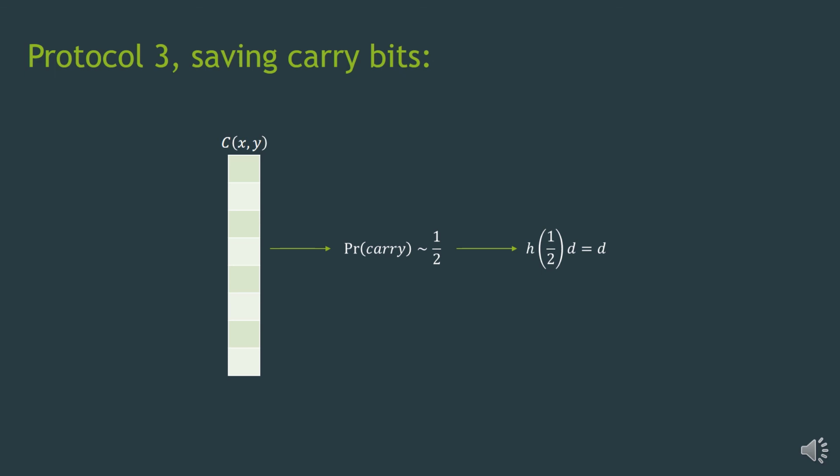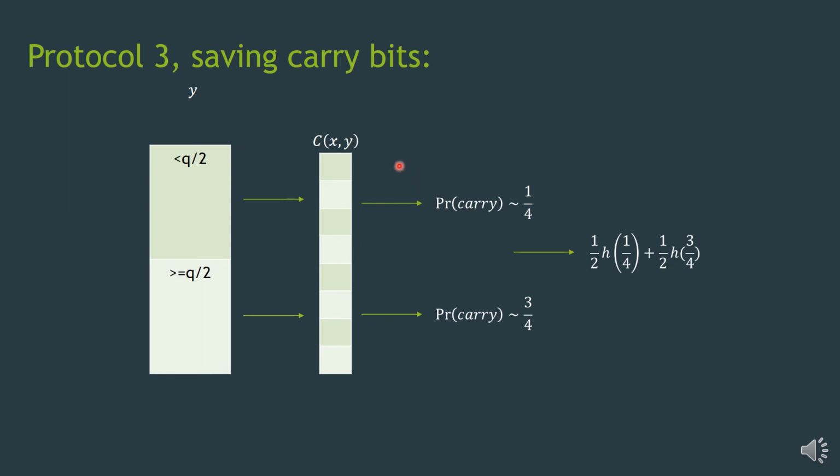But we have shared information, both the z player, which knows the carry vector, and the x player that needs to know the carry vector from z. They both know y, and they can condition the communication on y. They can have one protocol, one transcript, for entries that are smaller than q over 2, and one transcript for entries where the value is at least q over 2. And now on those entries that are smaller than q over 2, you expect typically 25% of carry, and here you expect 75% of carry.